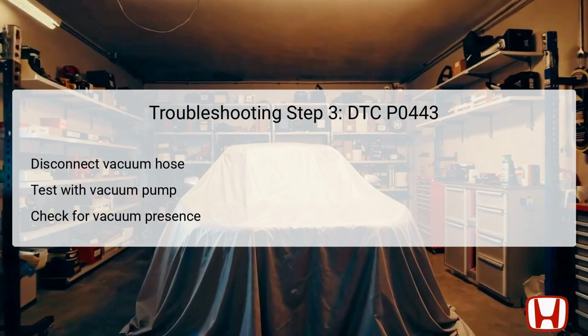Under normal conditions, no vacuum should register on the gauge. If vacuum is present, it indicates that the EVAP canister purge valve is likely stuck open or malfunctioning, necessitating replacement to resolve the P0443 code.